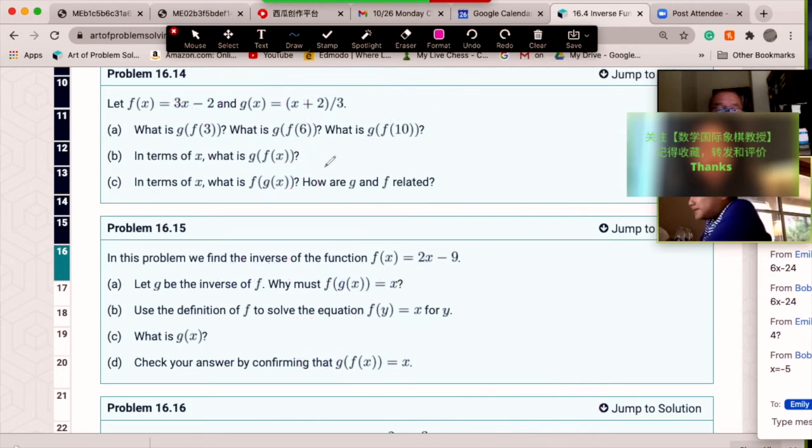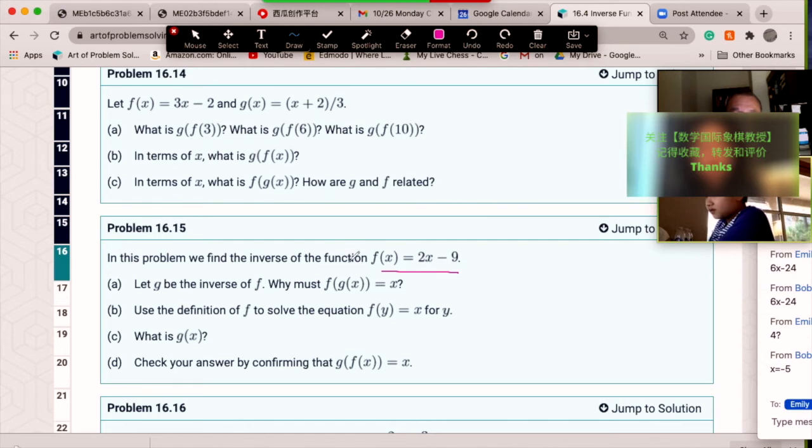Now let's go to the next one. 16.15. In this problem, we find the inverse of this function. How to do this? Actually, I already showed you how to do this, okay? Let g be the inverse of f. Then f(g(x)) equals x. So a function combined with an inverse function will return to x. This one's true. You know why?